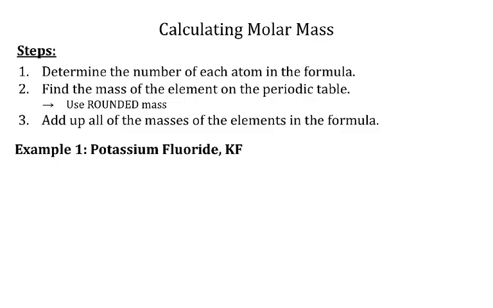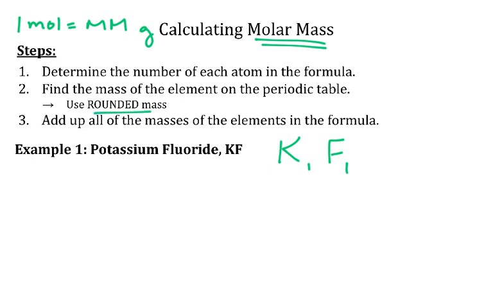So we've practiced finding molar mass. These are a couple more, just walking through the steps of finding molar mass. This one's not too tricky, but they do get a little trickier as we go. So potassium fluoride: in order to calculate that molar mass, and remembering that 1 mole equals the molar mass in grams, we're going to determine the number of each atom in the formula. So if we look at potassium fluoride, this is K1F1. So we have 1 of each. We're going to find the mass of the element on the periodic table and use the rounded mass.